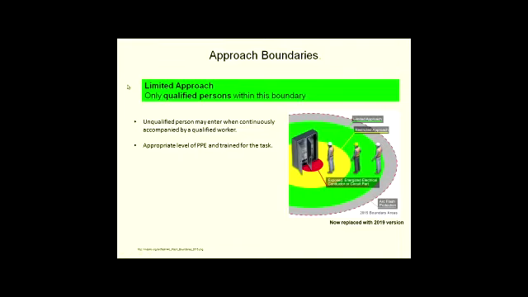Now, the other one would be the limited approach: only qualified persons within this boundary. Unqualified persons might enter when continuously accompanied by a qualified worker, with appropriate level PPE and trained for the task. So we're getting closer to the greater severity of arc flash results here. This was the green area right here, the limited approach.